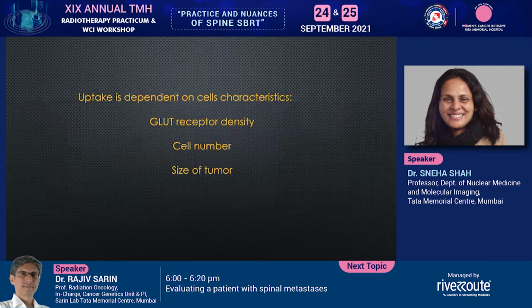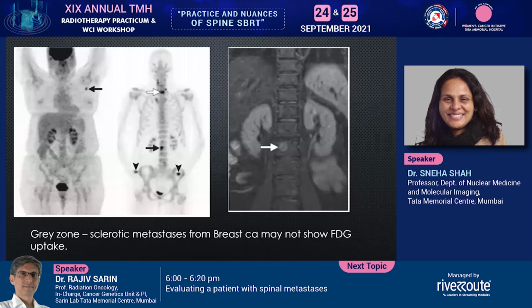We must remember that the uptake of FDG is dependent on the density of GLUT receptors on the tumor cells, the number of cells which are present, and the size of the tumor. And we'll tell you why. Because, like in this case, there are certain sclerotic lesions of CA breast which might not be identified on an FDG scan because of an absence of higher density of GLUT receptors. You can see that this patient who is evaluated with an FDG does not show the sclerotic lesion which is seen on a bone scan and on an MR.